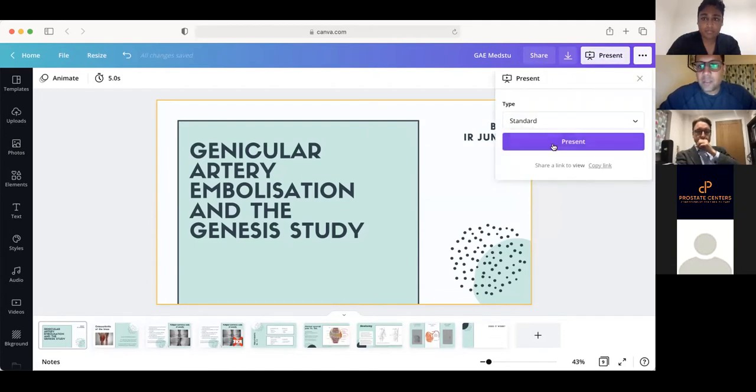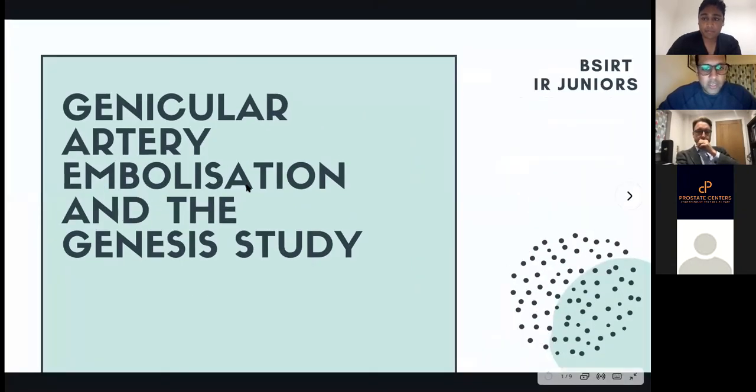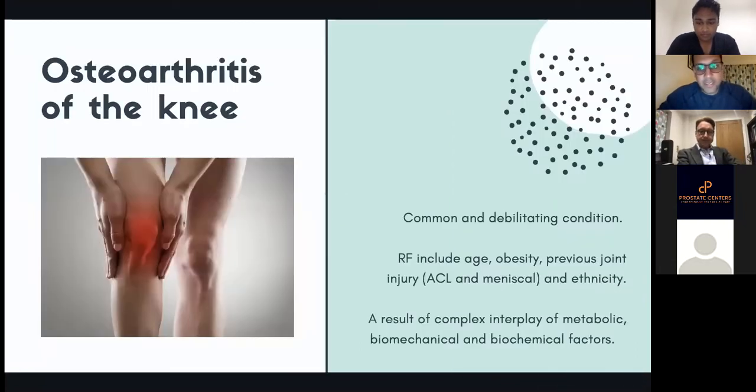Okay, so genicular artery embolization. This is a proposed treatment for osteoarthritis of the knee. This is a very common condition and can be extremely debilitating. Risk factors for it include increased age, so those over 45 are more likely to get it, obesity, and younger patients with previous joint injury such as anterior cruciate ligament injury or meniscal tears. And there is an association with ethnicity. If you're Black or Chinese, there's an increased association as well.